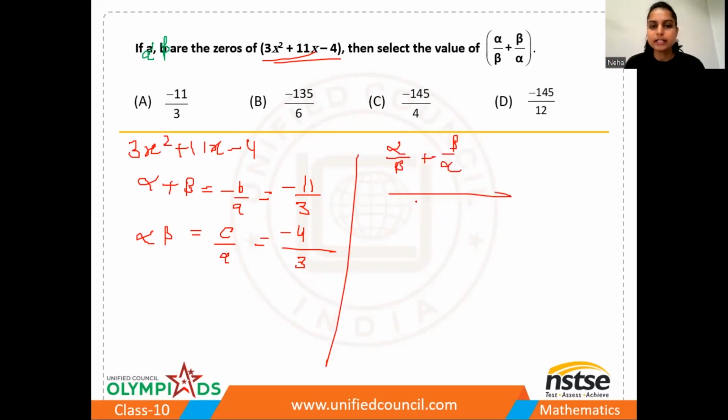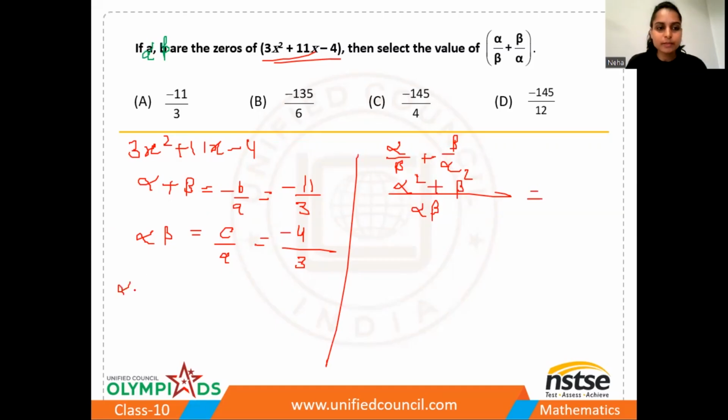If I take the LCM, then it becomes alpha into beta in the denominator, and alpha square plus beta square in the numerator. So we have the value for alpha plus beta, but we don't have the value of alpha square plus beta square, so that I can put it. But yes, I can do one thing. I can just do the square of both the sides, right?